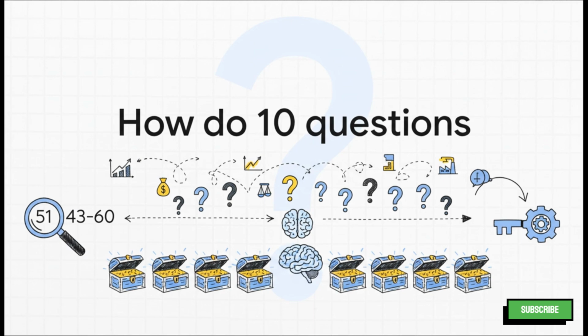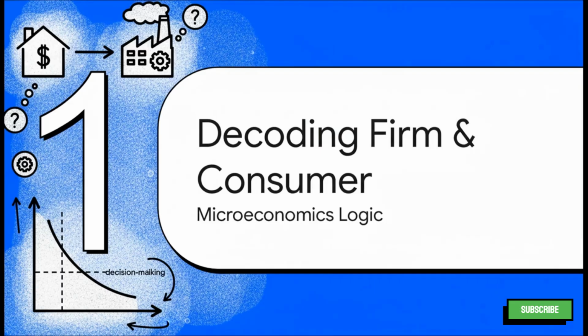We're tackling questions 51 to 60 from the 2021 paper. But remember, it's not just about getting the right answer. It's all about digging into the why behind it. First up, let's dive right into the heart of microeconomics. We're going to decode the logic behind the decisions that you, me, and big companies make every single day.